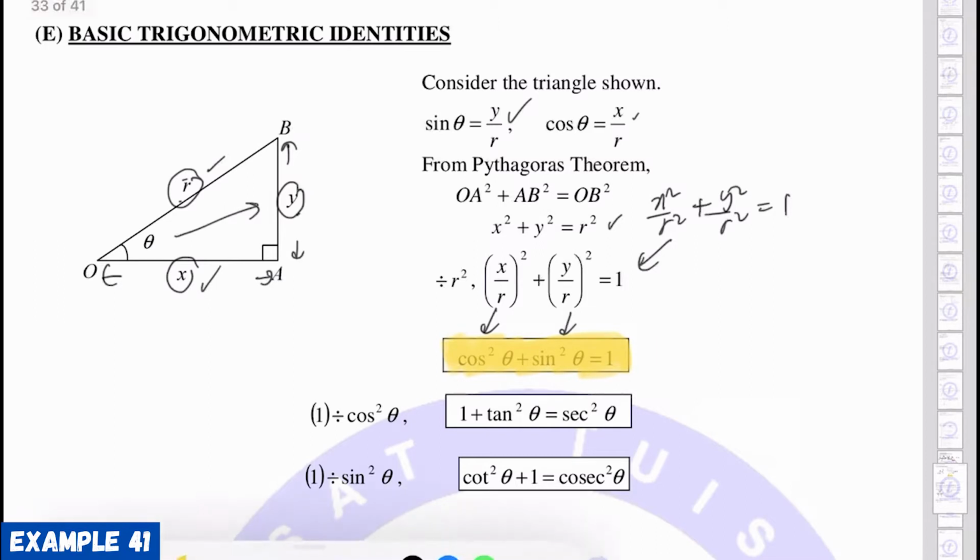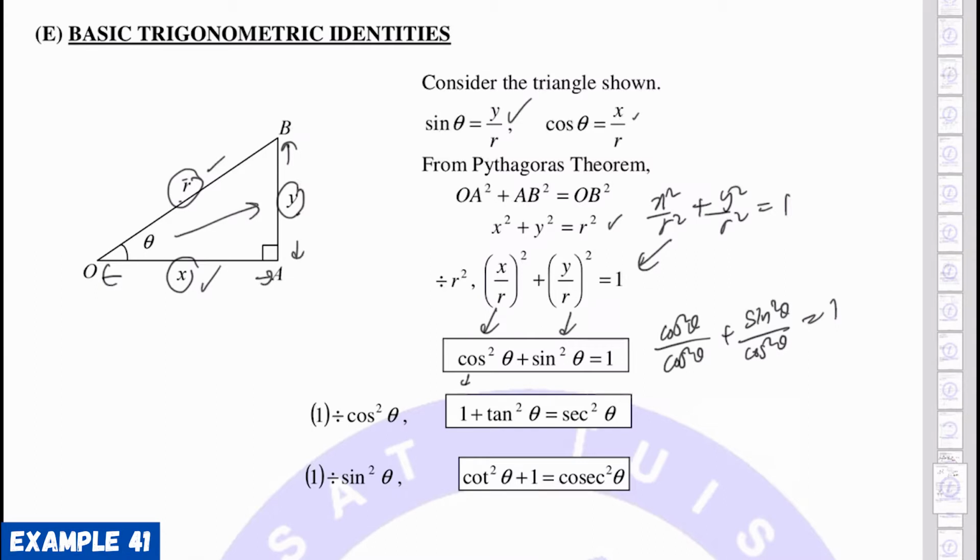So now, if I take this equation, I divide everything by cos square, I'll get 1. Maybe I write an extra step here, cos square theta divided by cos square theta, and sine square theta divided by cos square theta. So this is going to give us 1, and sine over cos is going to give us tangent, and 1 divided by cos square is going to give us secant square, right?